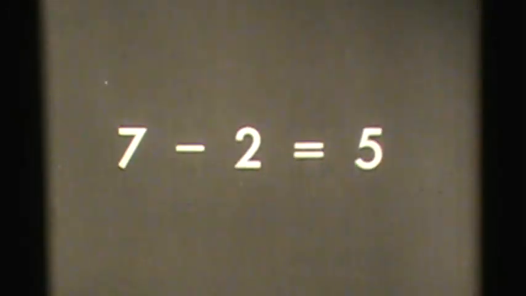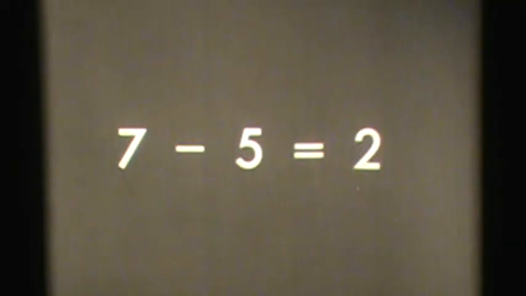Now let's go back to the real dolls. Here are 7. We take away 2 dolls. That leaves how many? 7 minus 2 equals 5. What if we take 5 dolls away from 7? Then it's 7 minus 5, and that equals 2.